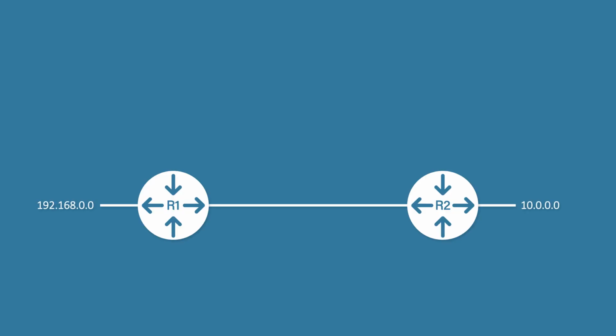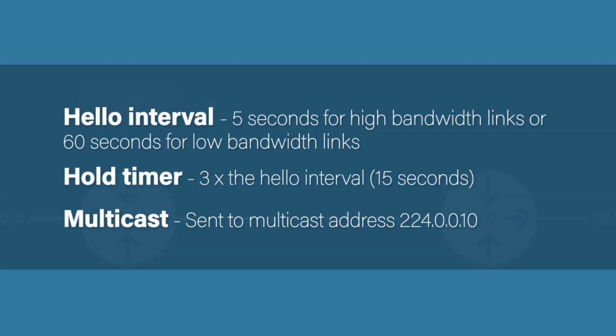So here we have two routers. As with OSPF, EIGRP forms neighbor relationships with their connected routers. Thankfully, this process is a lot less involved than it is with OSPF. Once EIGRP is enabled on a router, it will start looking for potential neighbors using a hello message. Hello messages are also used to maintain neighbor relationships. They let the other routers know that they're still alive.